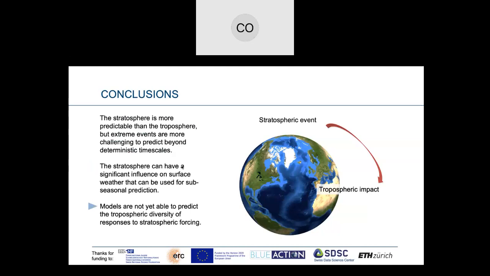Actually, we're making worse predictions after these events, although we feel like we know what's supposed to be happening. So the models are not yet able to predict that diversity that we see in the troposphere in response to this stratospheric forcing. We're working on trying to figure out what's wrong in the models, but also whether we can get a better understanding of the coupling that would then help us to make these predictions.